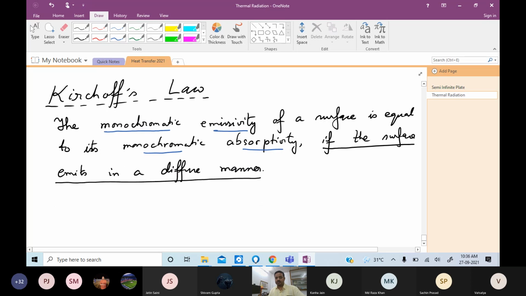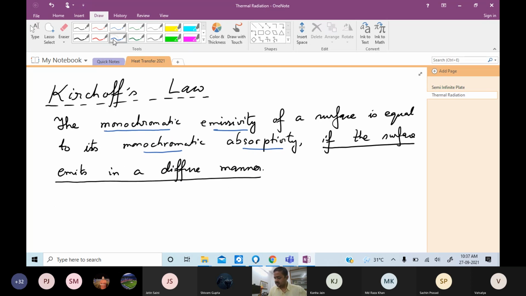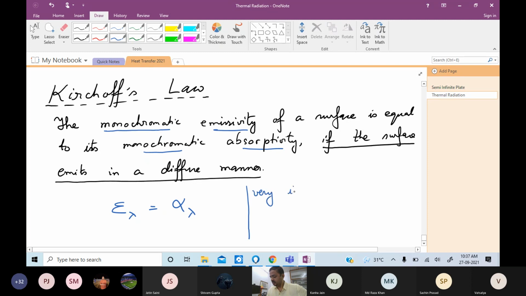So what is Kirchhoff's law saying? Kirchhoff's law is saying that for a diffuse surface, epsilon lambda is alpha lambda. This is very important. Why? Because it is a very important law, because this is the first time something is relating the emission characteristics to the absorption characteristics.